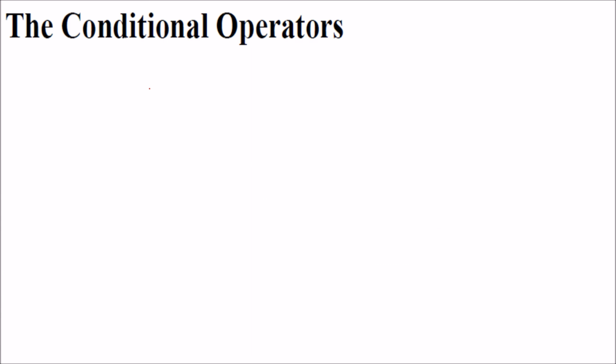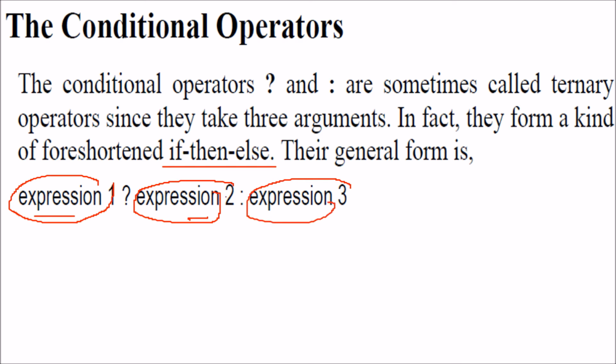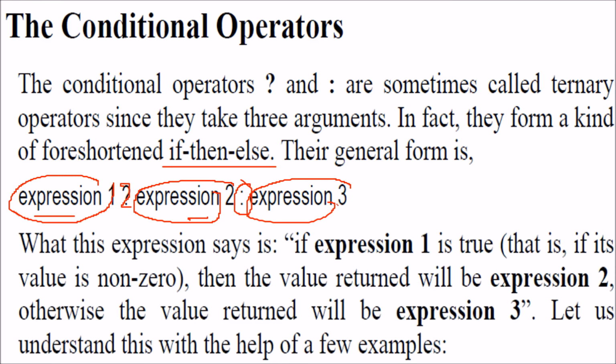The conditional operator. We also call it the ternary operator. This is a very simple form of if else. So if expression 1 is true, expression 2 will be done. Otherwise, expression 3 will be done. Please see the question mark and this colon. This is how we use it. So this says if expression 1 is true, then the value returned will be expression 2. Otherwise, expression 3 will be returned.